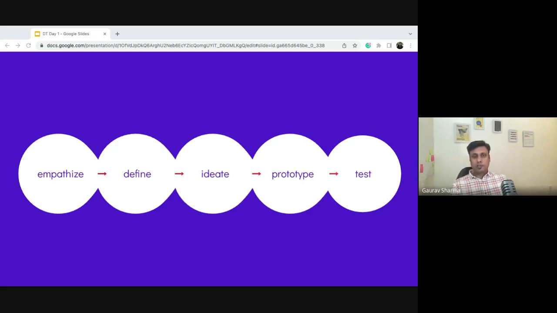So if you look at some of these organizations who have really popularized this whole thing, IDEO comes to our mind. It's a big design consulting company that was founded by somebody called David Kelly, who popularized the term design thinking in 1991.